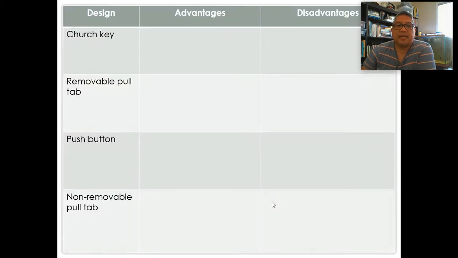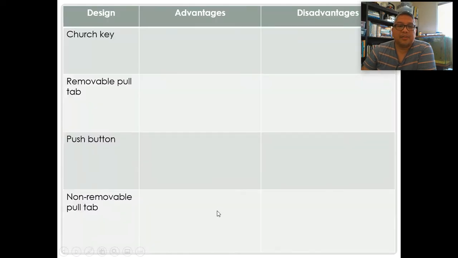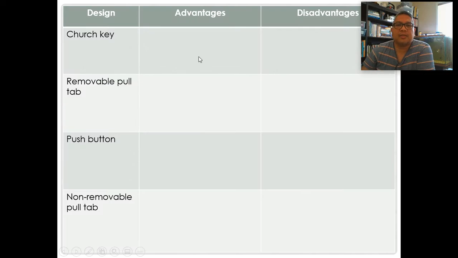So for the design of the church key, what are the advantages and disadvantages? Removable pull tab, like this one. And then push button. What is the advantage and what is the disadvantage? And non-removable pull tab, like this one. What is the advantage and disadvantage? So I just want you to think about it. What will make it more efficient? Obviously there are advantages and disadvantages of those designs.